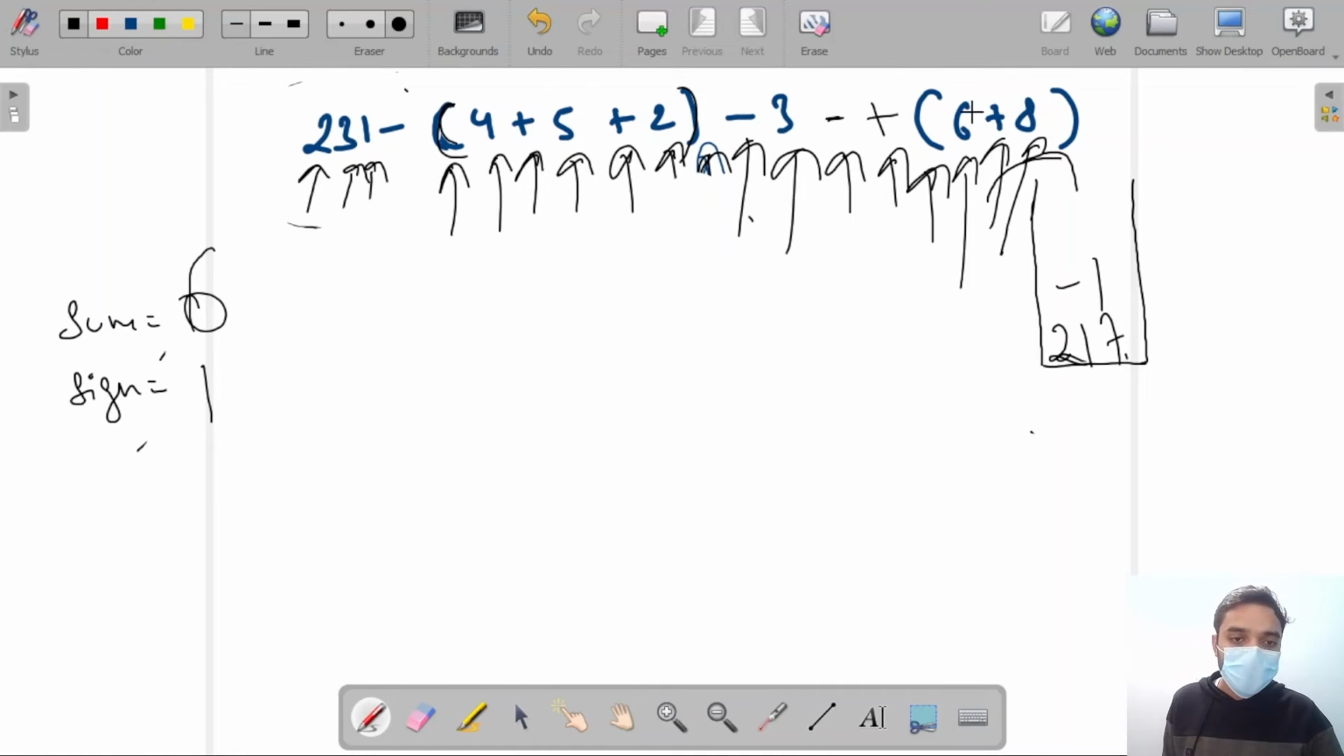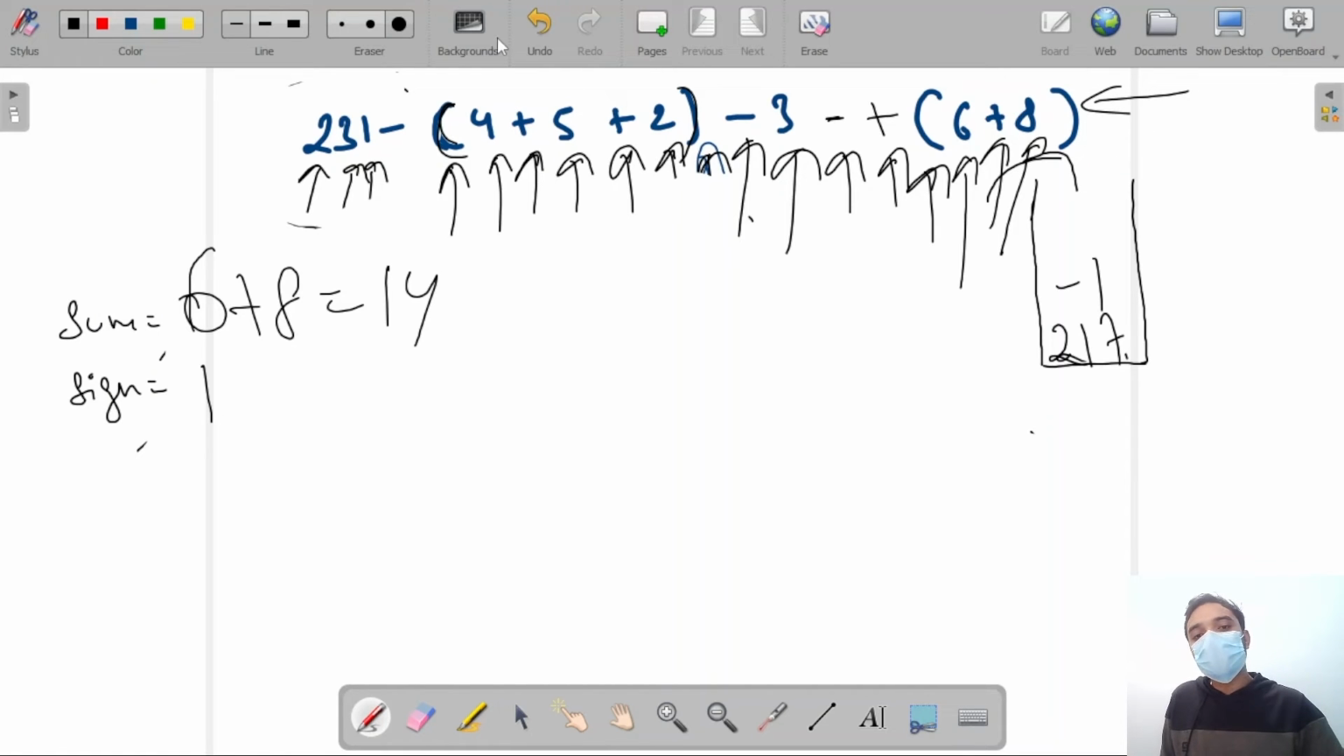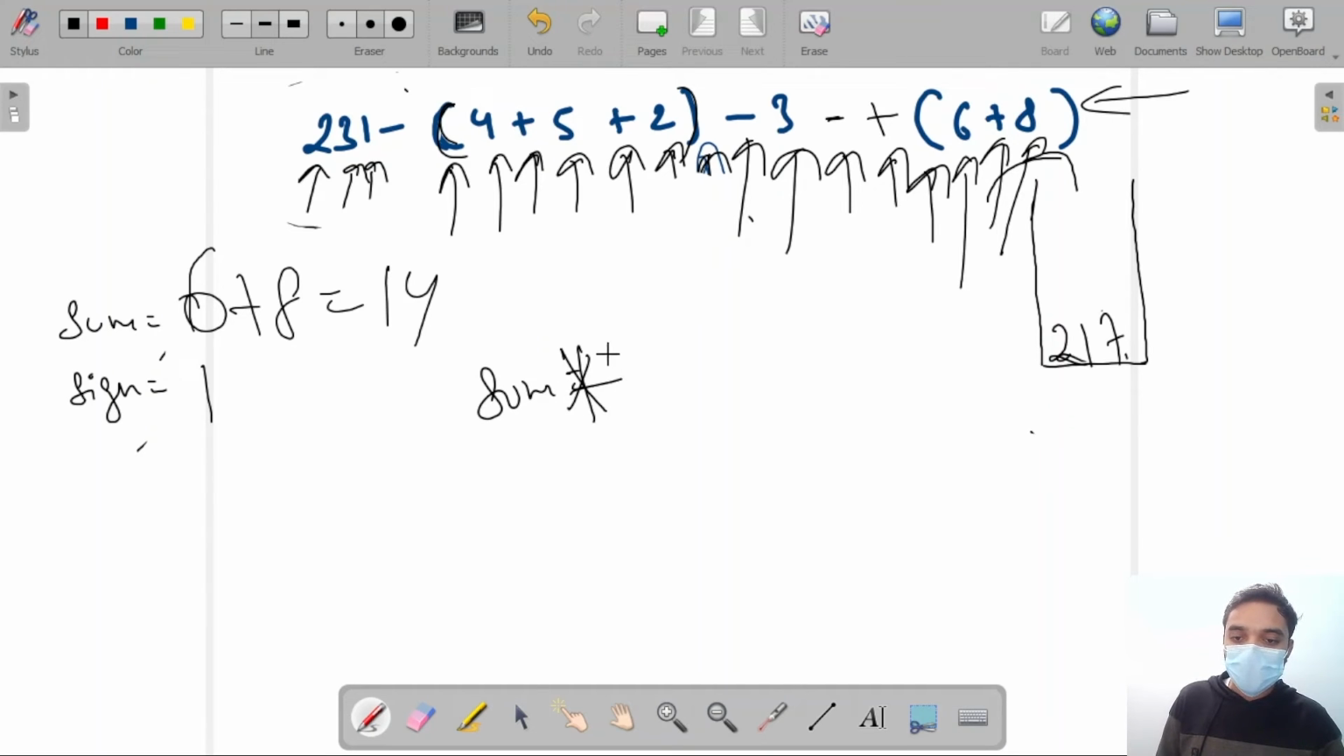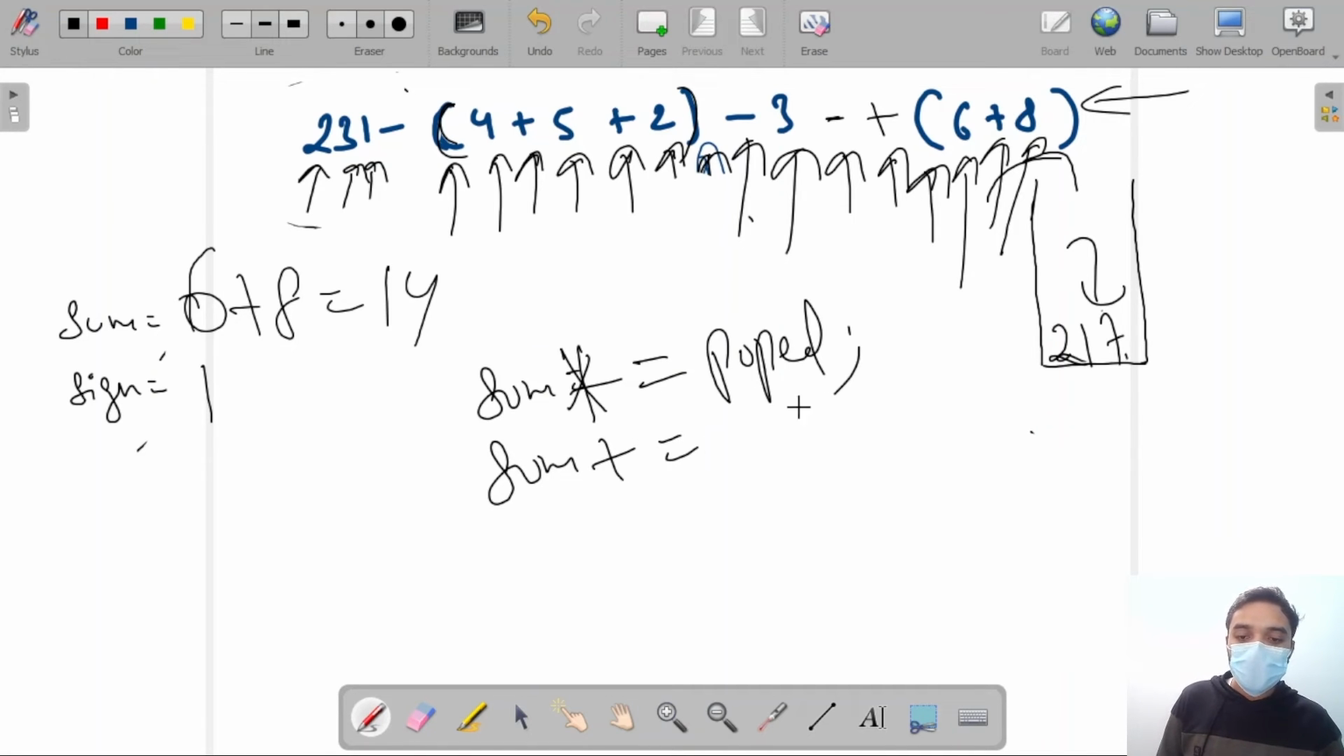After this I am getting 8. So I have to multiply it with my sign, then add it to my sum. So 6 plus 8 will be equal to 14. After this I am getting a closing bracket. Whenever I get a closing bracket, I have to pop my sign out first, because the sign will be above here. Whatever I have popped out will be multiplied with my sum. After this, I have to pop one more thing and add it to my sum.